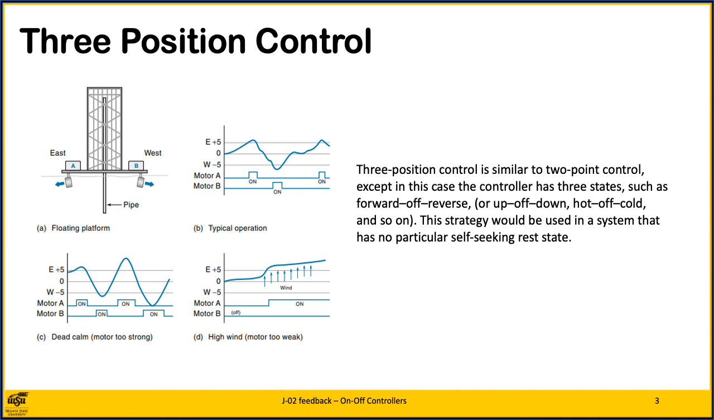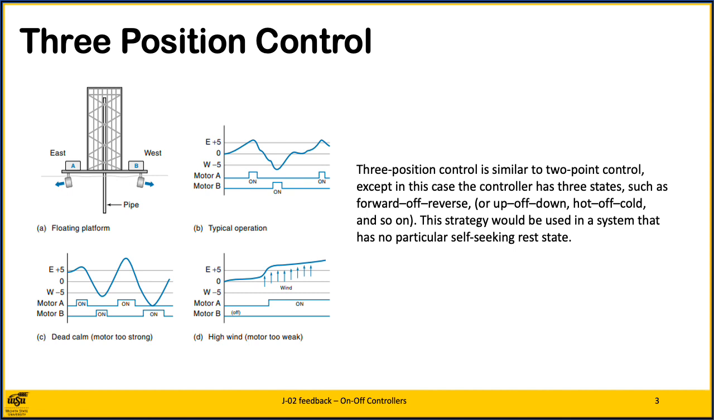Three-position control is similar to two-point control, except in this case the controller has three states, such as forward, off and reverse, or up, off and down, hot, off or cold, and so on. This strategy would be used in a system that has no particular self-seeking rest state. For example, consider the case of a floating oil drilling platform that needs to stay over the wellhead on the ocean bottom, as is illustrated in figure A. The platform must not drift more than 5 feet away from the center, or the pipe may break.